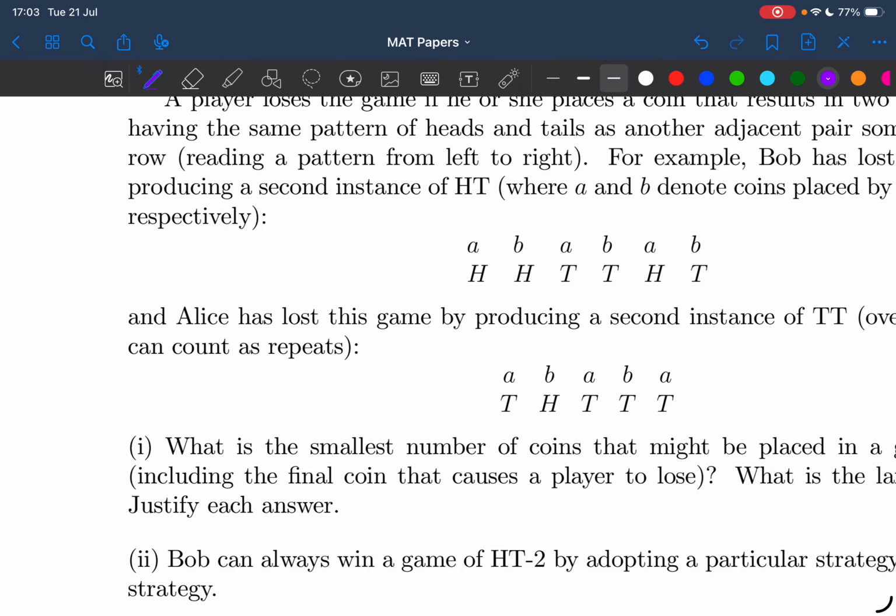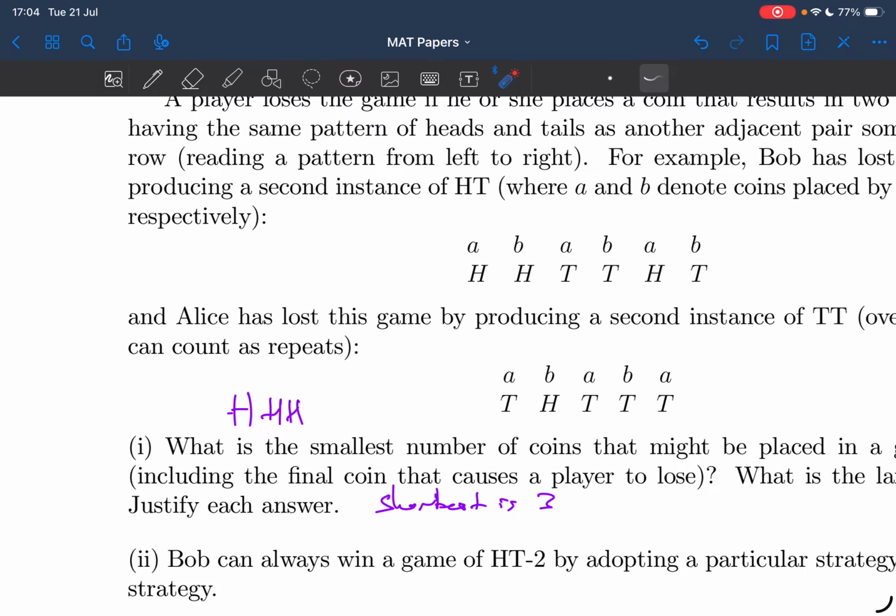So I think the shortest, you just do, like, everyone puts down a head, yeah, and then we've lost straight away because we need to have at least 3 of them to have 2 twos. Do we not have those 2 and those 2? Yeah, it should be that. So the shortest is 3.